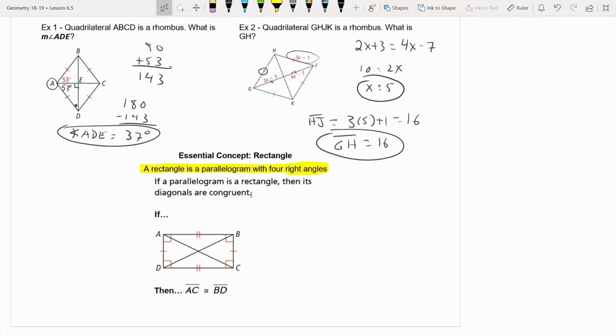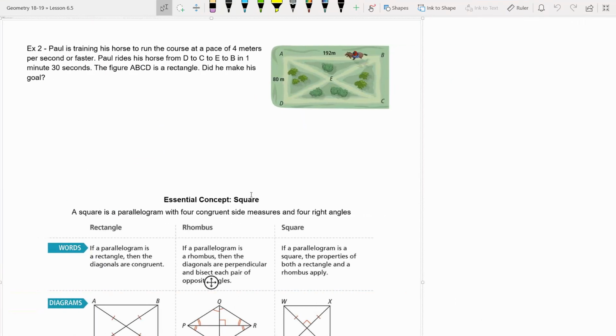If I've got a rectangle, the diagonals are congruent. So the diagonals will be the same exact measure in our rectangle. It's not true of the rhombus, not true of the parallelogram, but specific to our rectangle. So let's take a look at an example here.